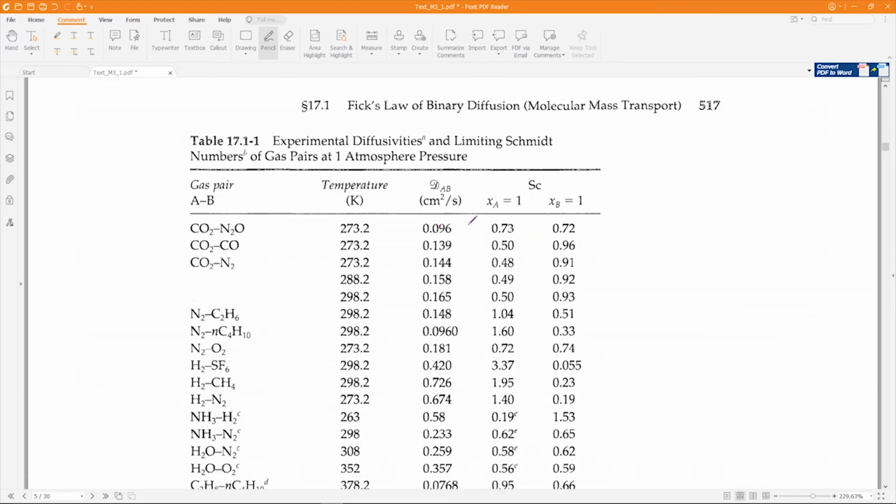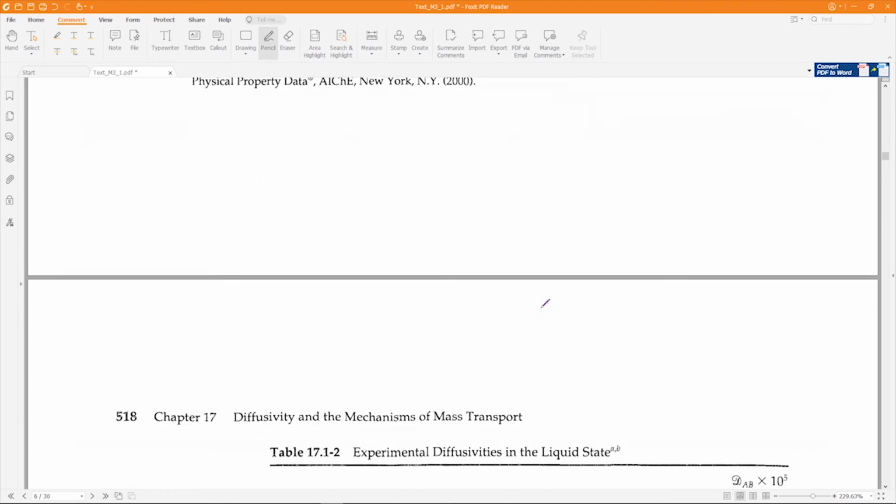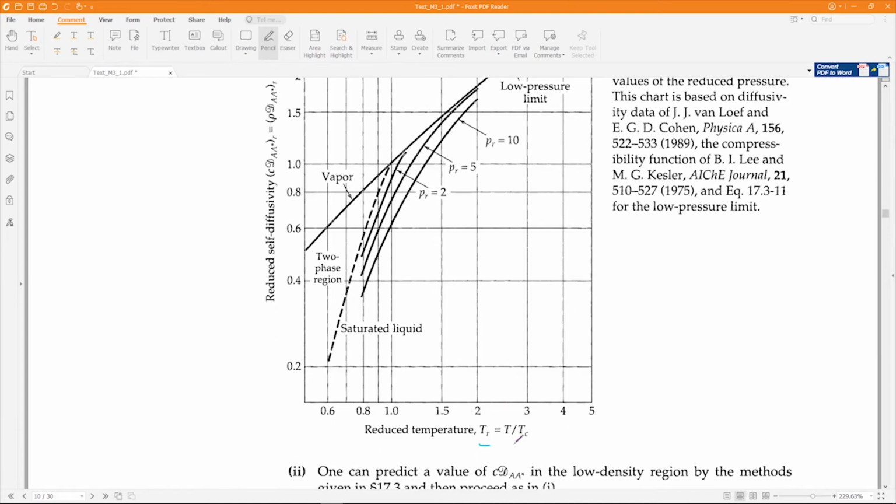Okay. Let's discuss how diffusivity varies with temperature and pressure. Here's a plot between the reduced temperature and the reduced self-diffusivity. Okay, so just see the trend. Here we have the temperature axis and the diffusivity axis. So what happens if I increase the temperature? We have two curves here, for gas and for liquid. See, dotted lines are for liquid. Okay, so first we'll discuss the gas.